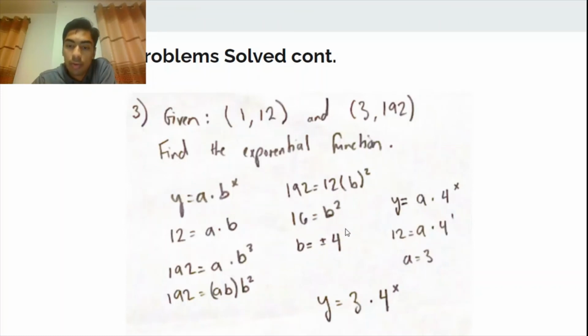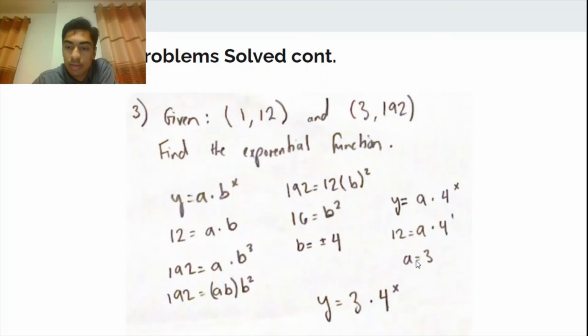So with b is equal to 4, we can substitute that back into our initial exponential function equation, and then we get y is equal to a times 4 to the x. We can substitute in any one of these coordinate pairs, but I just chose (1, 12), and then I got 12 is equal to a times 4 to the 1, and 4 to the first power is just 4, and then I can divide both sides by 4, which gives me a is equal to 3. So b is equal to 4, and then a is equal to 3.